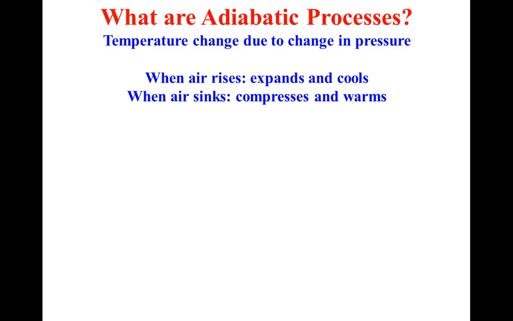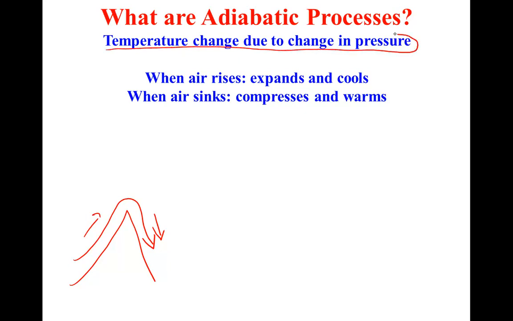In the last part of this week's lab, we're going to be looking at how temperature of an air mass changes as it's forced to rise up and over a mountain range. Those temperature changes, as air rises and sinks, occur as a result of what are known as adiabatic processes, temperature changes that occur as a result of a change in pressure. As you rise, pressure is decreasing. In other words, as you move up to higher elevations in the atmosphere, the air pressure decreases.